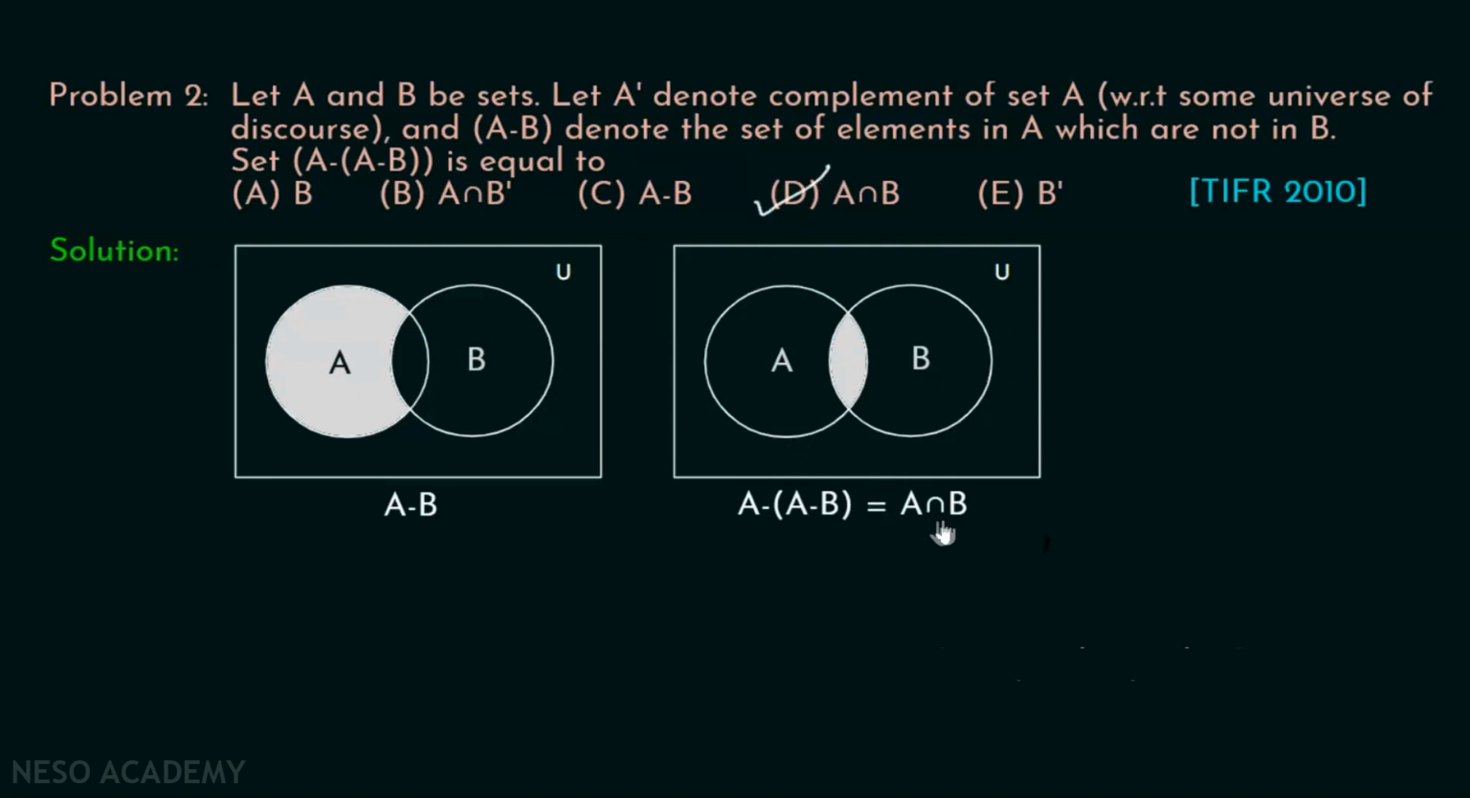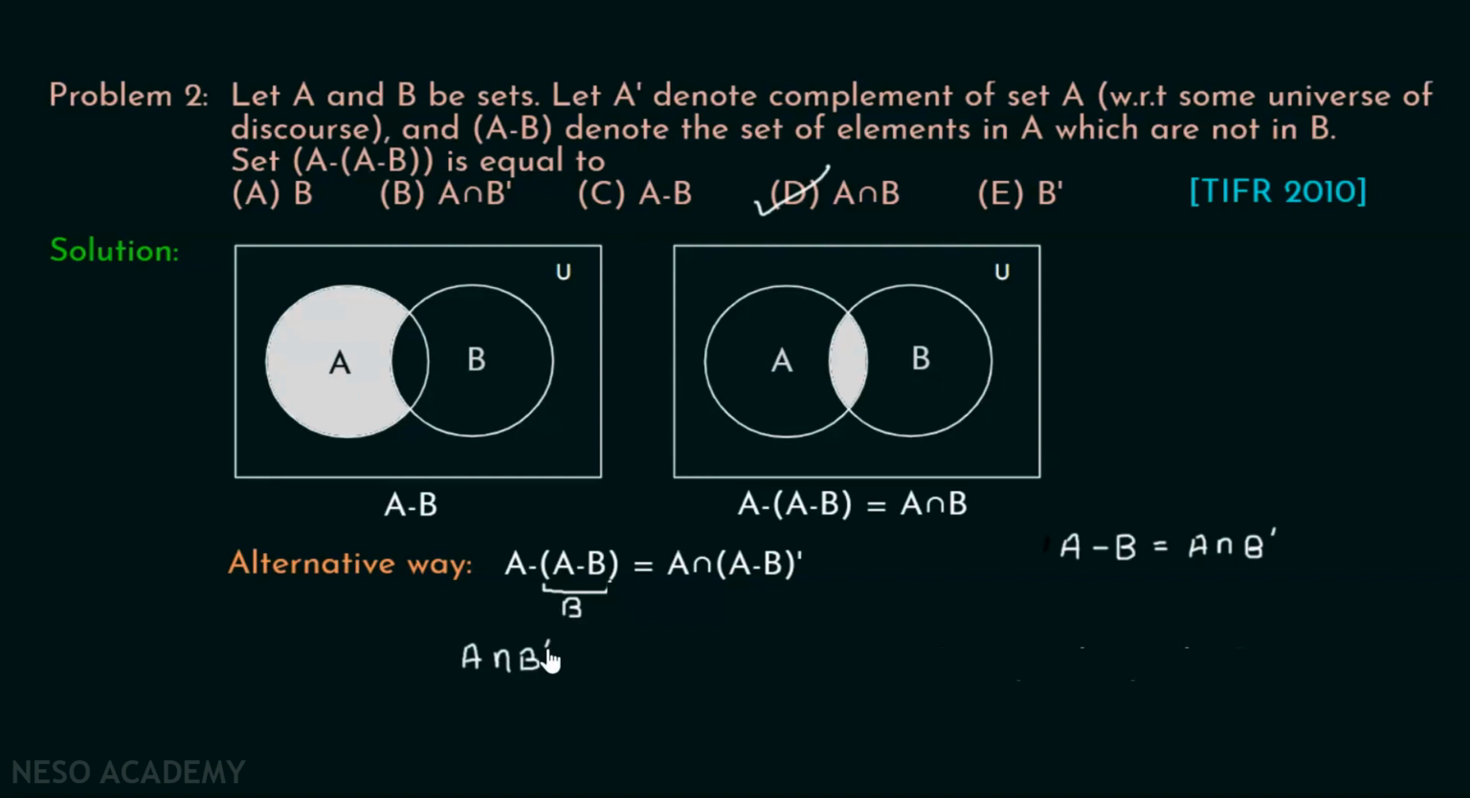A intersection B. There is one alternate way to solve this question, although with the help of Venn diagram it is very simple. A minus B is actually equal to A intersection A minus B complement. Why is that so? Because we know that A minus B is nothing but A intersection B complement, right? So if we say this is B, then A minus B is nothing but A intersection B complement. And after replacing B by A minus B, this is how it looks like. A intersection A minus B complement, right?